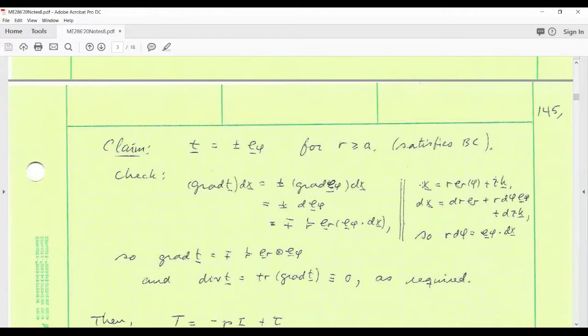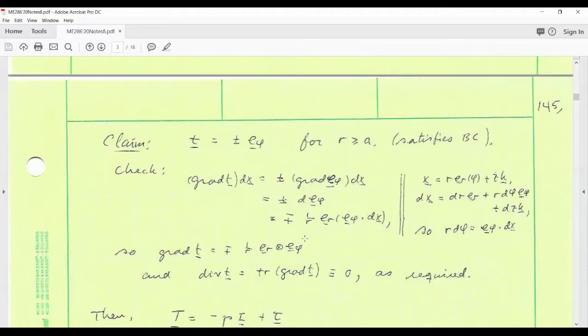As a side note here, if you write position in polar coordinates, it would be given this way. Z is x3. So for dx, you just go through and use the product rule to take the derivative. Notice that because ER, E phi, and K are orthogonal, r d phi is just E phi dot dx. So d phi, which I need here, is 1 over r E phi dot dx. And that gives me the 1 over r E phi dot dx with the sign depending on how you chose T in the first place.